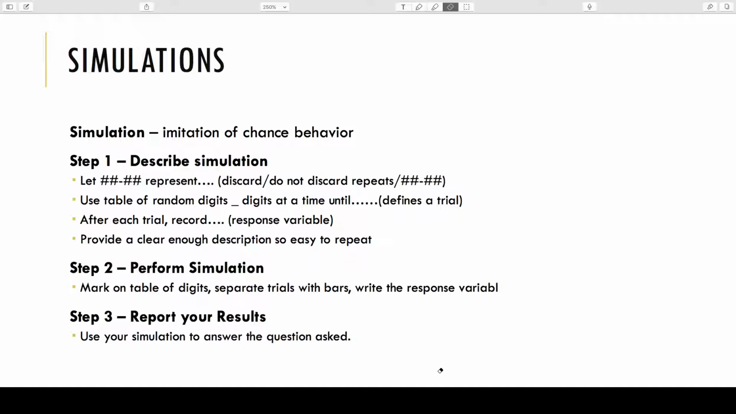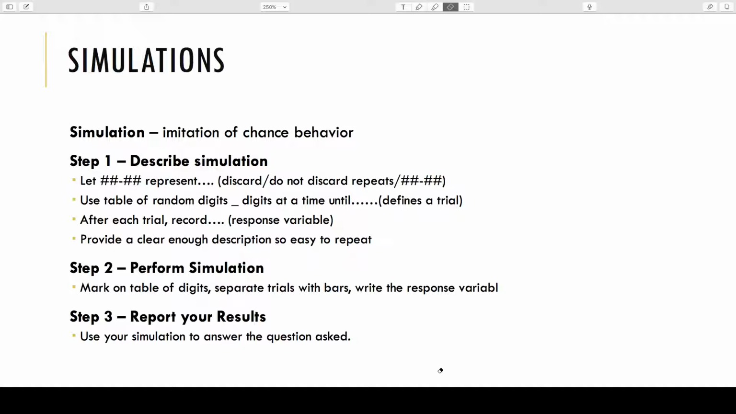And then you also, as you're working through ads, need to make sure to define a trial, meaning how do I know when to stop? Do I stop after I draw 10 gift cards? Do I stop after I get 5 oysters opened? Or do I stop after I get 5 pearls or whatever? So tell the reader when a trial stops.